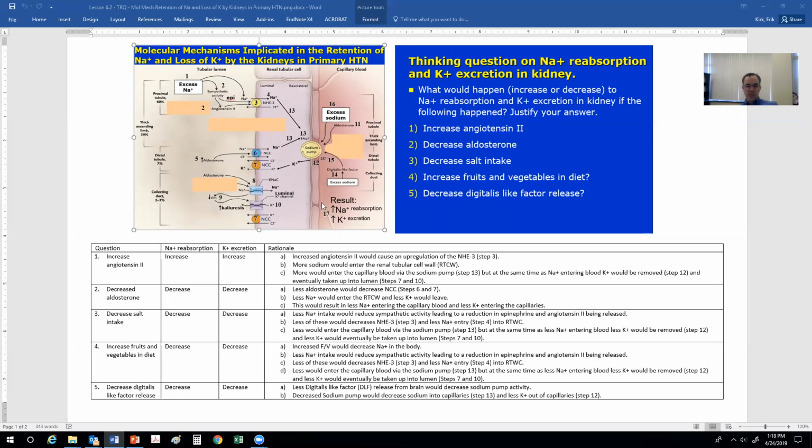What about a decrease in digitalis-like factor? Well, a decrease in digitalis-like factor would slow the sodium pump, and therefore less sodium pump activity would prevent the sodium from being taken up into the capillary blood from the renal tubular cell. At the same time, less potassium would leave the capillary blood. So less sodium would be reabsorbed and less potassium would be excreted because the sodium pump would be downregulated due to a reduction in the digitalis-like factor.